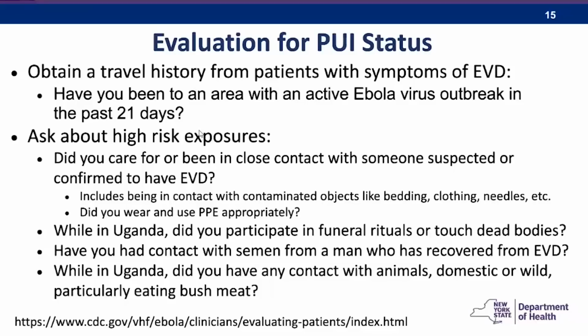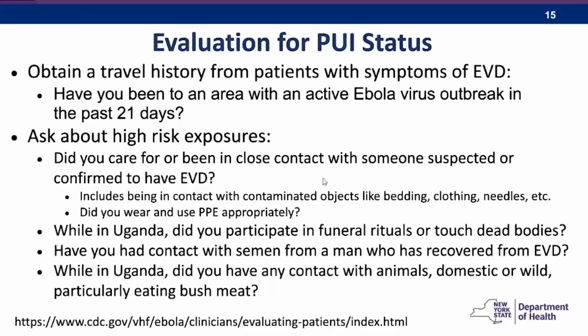When someone does come in and we want you to evaluate them for PUI status, we want you to obtain a travel history from patients with symptoms of EVD. It's good to obtain a travel history of any patient who winds up coming in, but particularly here with EVD, we want to ask if they've been to an area with an active Ebola virus outbreak in the past 21 days. We want to ask about these high-risk exposures.